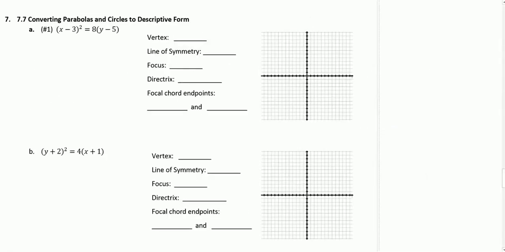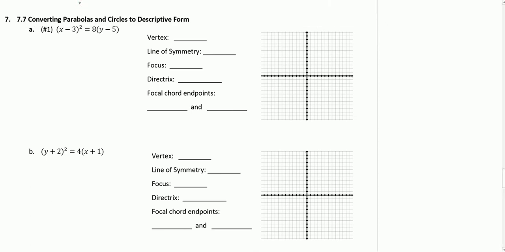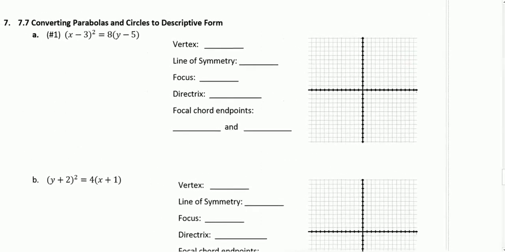Number 7 is taken from section 7 on converting parabolas and circles to descriptive form. Part A is number 1 from our worksheet. And we are wanting to graph and fill out some other information in regards to this problem.